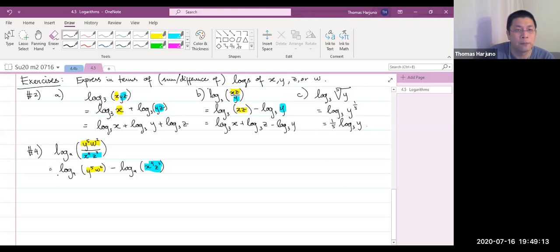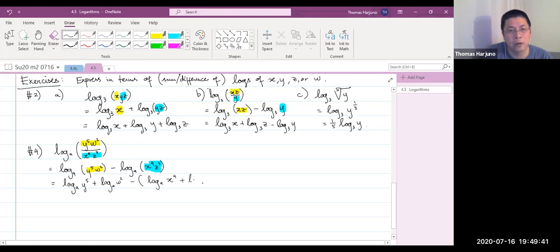Then for the first log, that's log of product. Log of product equals sum of logs. So log base a of y to the 5th plus log base a of w squared minus parentheses log base a of x to the 4th plus log base a of z cubed. Don't forget we have parentheses, right? Okay.